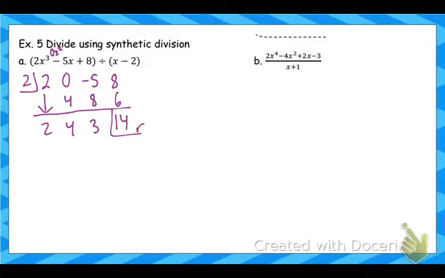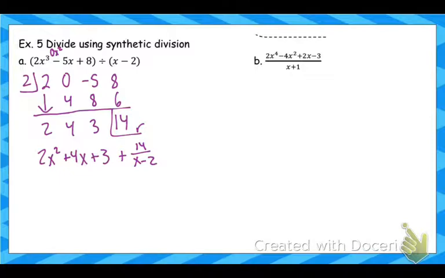Then the other numbers, the coefficients, we start 1 degree less than the original. Well, the original was x cubed, so this is going to be 2x squared plus 4x plus 3. We write the remainder as a fraction over the divisor.